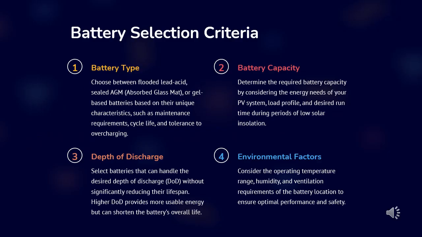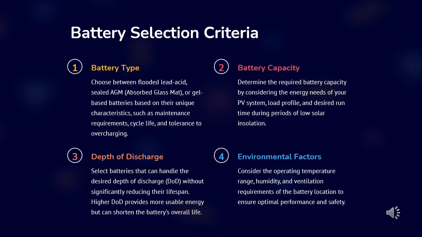Battery selection criteria. Battery type. Choose between flooded lead-acid, sealed AGM (absorbed glass mat), or gel-based batteries based on their unique characteristics such as maintenance requirements, cycle life, and tolerance to overcharging. Battery capacity. Determine the required battery capacity by considering the energy needs of your PV system, load profile, and desired run time during periods of low solar insolation.